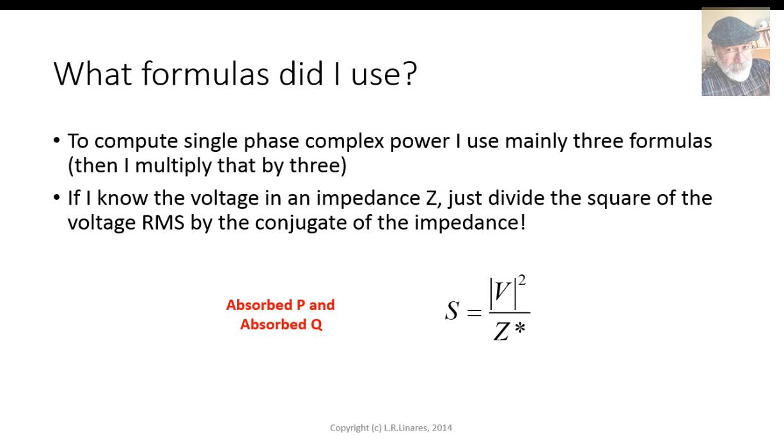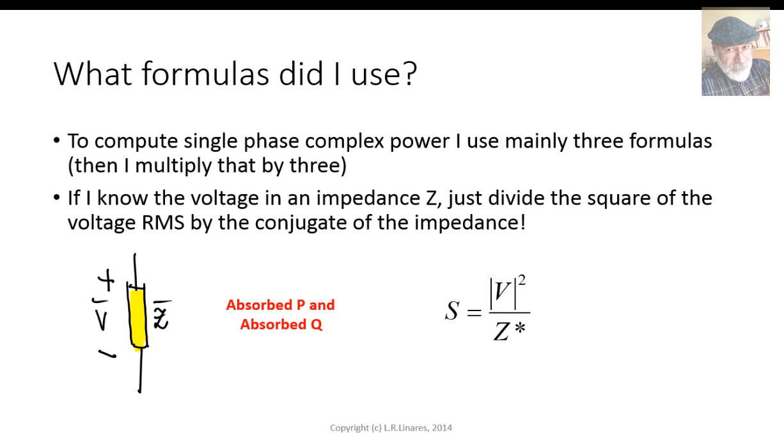The third case. In this case, what we have is the impedance and the voltage across the impedance. We don't know the current. What we have is only those two values. In that case, we use that formula on the right. The RMS volts squared divided not by the impedance, but by the conjugate of the impedance.